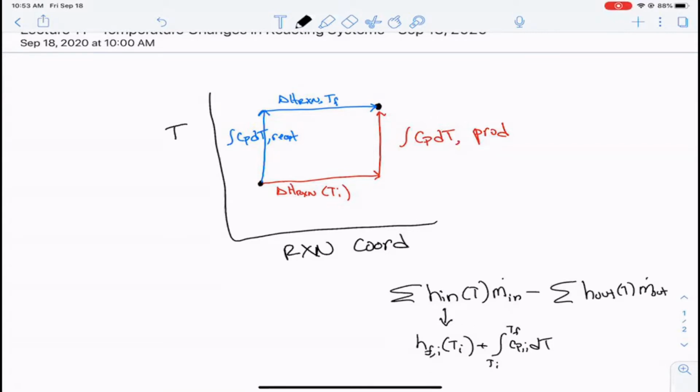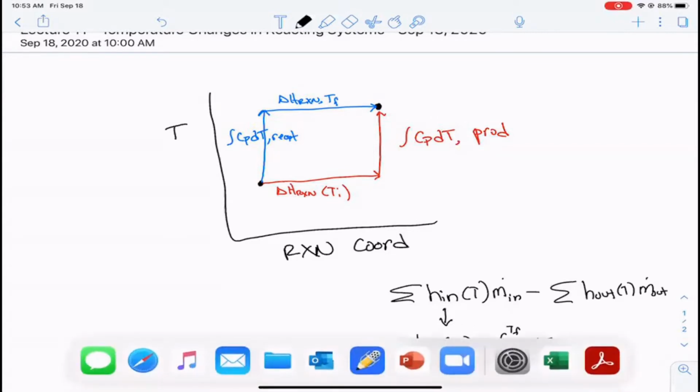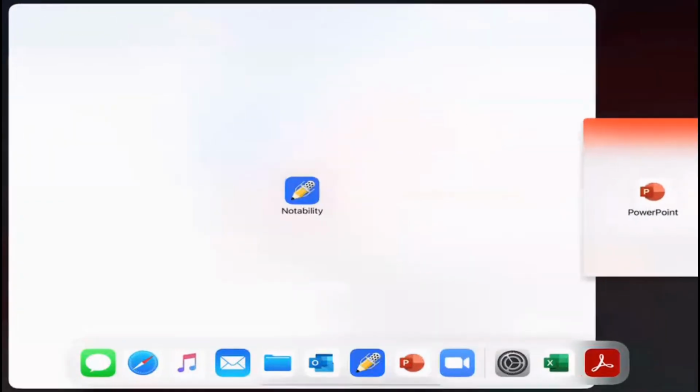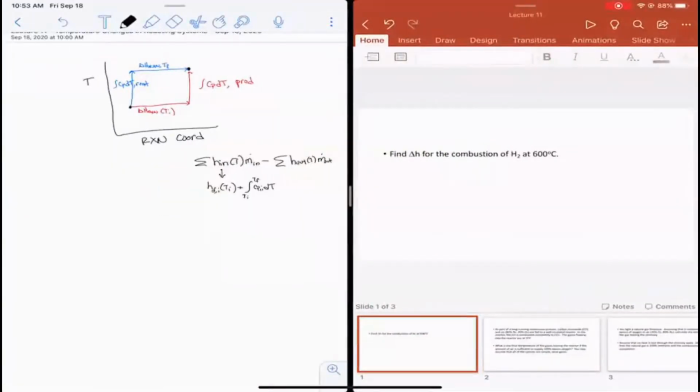So the first example problem that I want us to solve today is one of these where we just need to find delta H of reaction. And we're going to do that for the combustion of hydrogen at 600 degrees C, okay? And of course, in order to do that, we're going to start with the assumption that we know the heats of formation at standard temperature and pressure. Of course, standard temperature is 25 degrees C or 298 K.